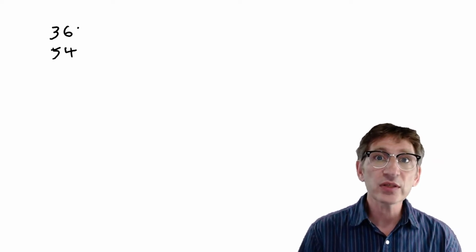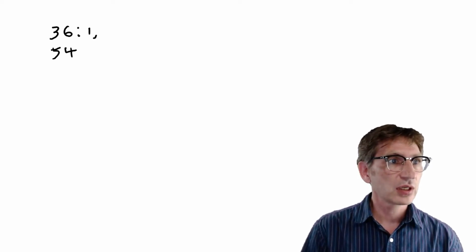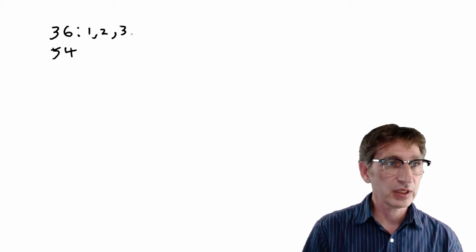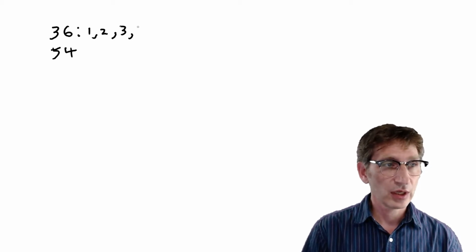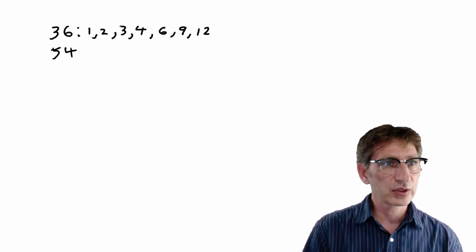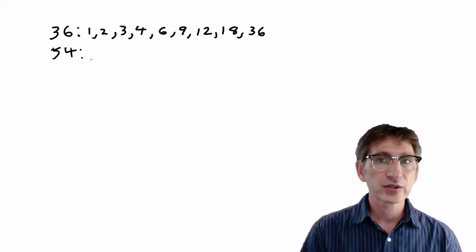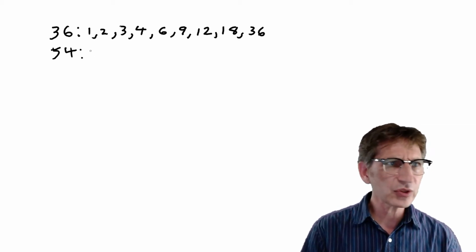So one way to do this is to just list all of the factors of each of the numbers. 36, well, 1, 2 goes into 36, 3 goes into 36. Does 4 go into 36? Yes, it does. 5 doesn't, then 6 does. 7, 8, 9, 10, 11, 12 goes into 36, and so does 18, and then that brings us to 36 itself. So this is a list of all of the whole number factors of 36. Let's do the same thing with 54.